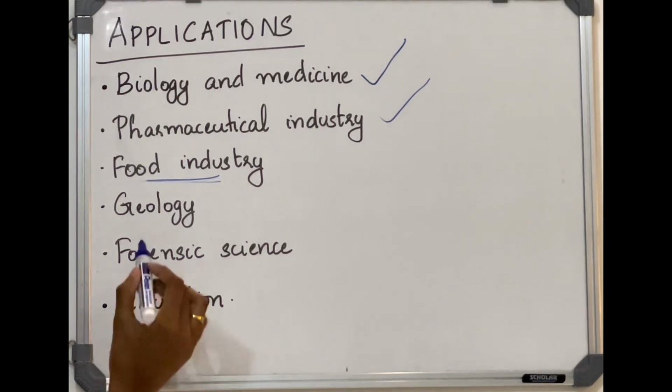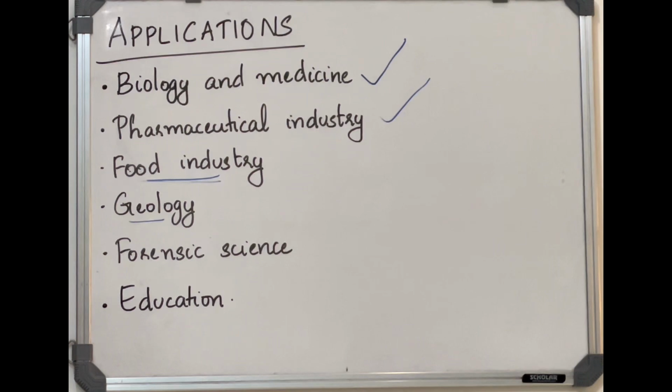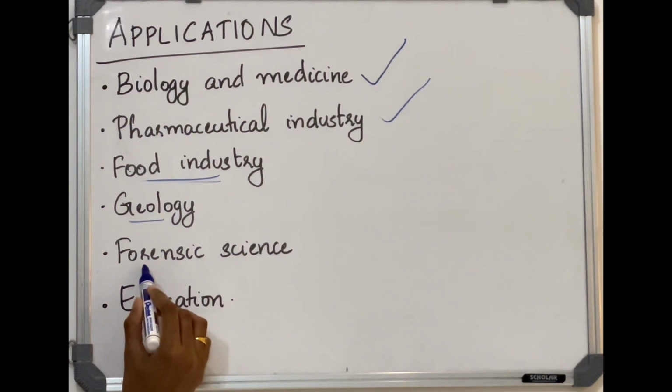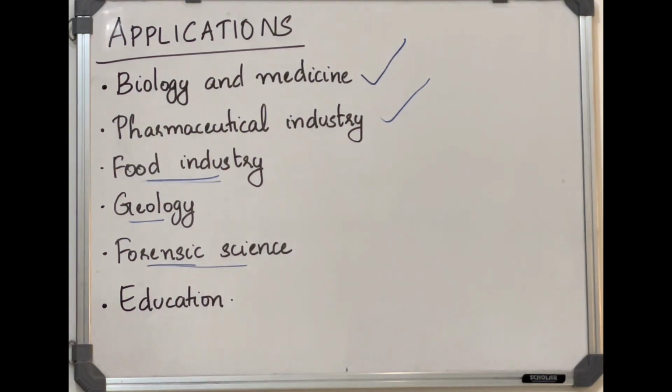In the field of geology, it is used in the identification of minerals and also to study the microstructure of rocks. In forensic science, it is used to analyze evidence for criminal investigations, to identify hair and small particles which can be used as evidence in the investigation. And in education, these microscopes introduce the principles of microscopy to students, so that using these microscopes, they can understand the structure and function of cells and tissues. So these are some of the applications of the bright field microscope.